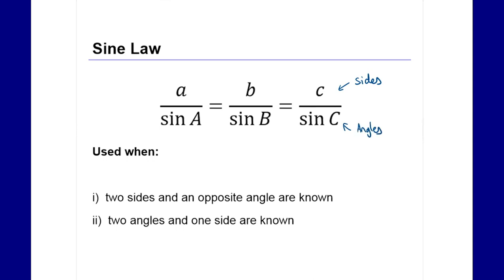Again, this is used when we have two sides and an opposite angle, or if we have two angles and one side. The ambiguous case focuses specifically on the scenario when we have two sides and an opposite angle. That's when we have the ambiguous case.